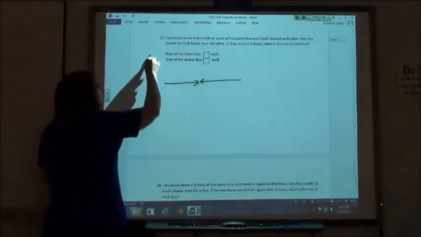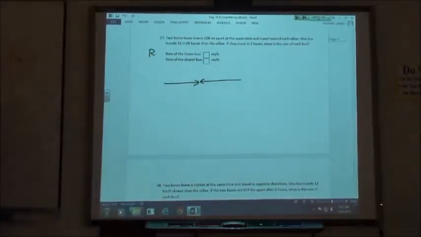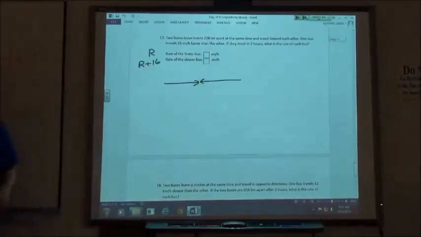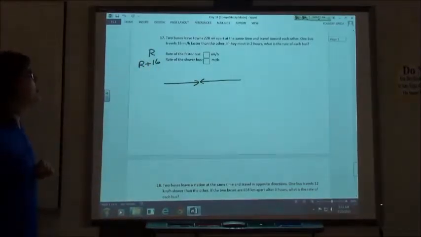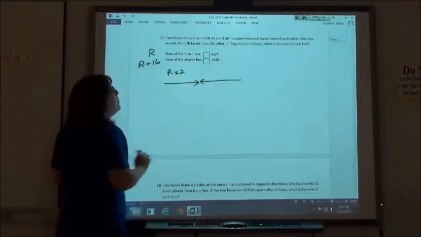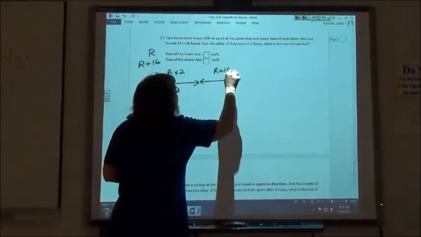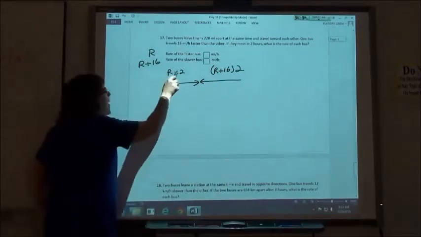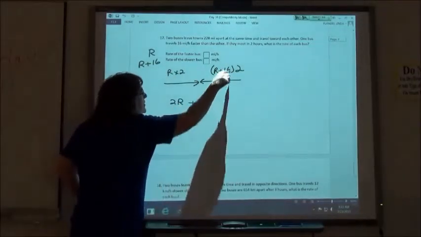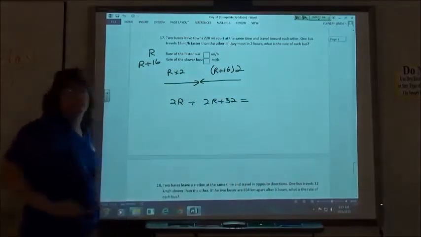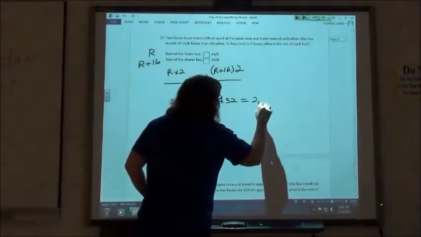So one's rate I'm just going to call R. The other one's rate, R plus 16, right? It's going faster. They meet in 2 hours. What is the rate of each bus? I know that rate times time equals distance. So they met in 2 hours. The rate times 2 here, the rate, which is r plus 16, times 2 there. So simplifying that, 2r plus 2r plus 32 would equal the total distance between the two buses, 228 miles apart.